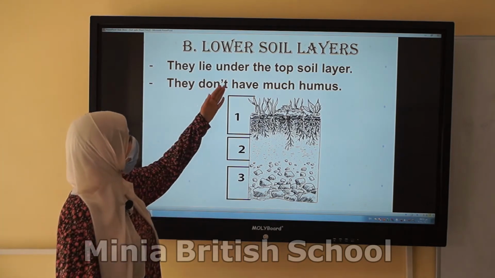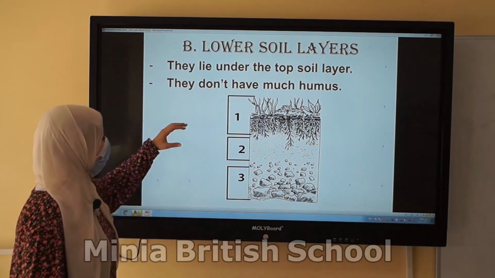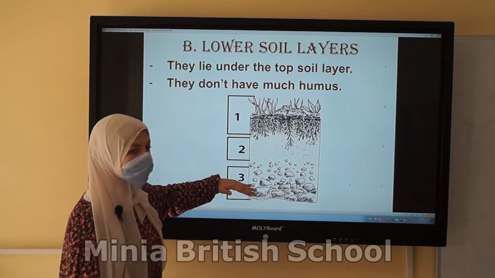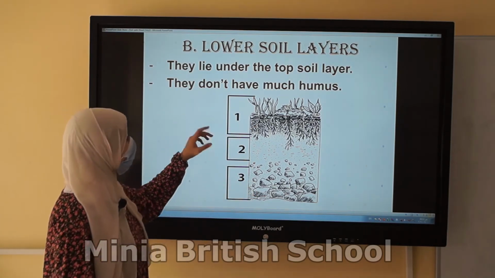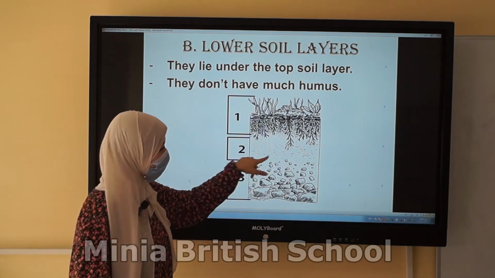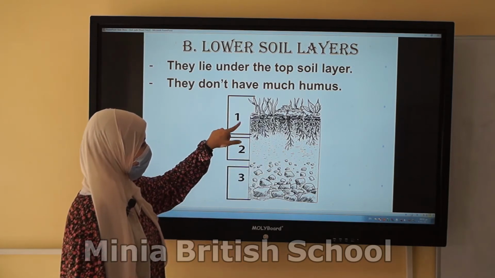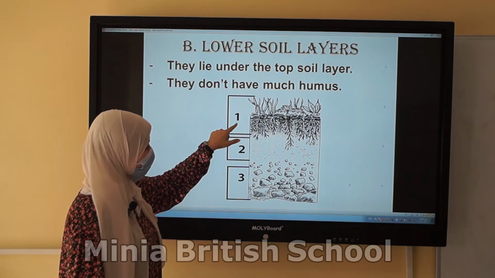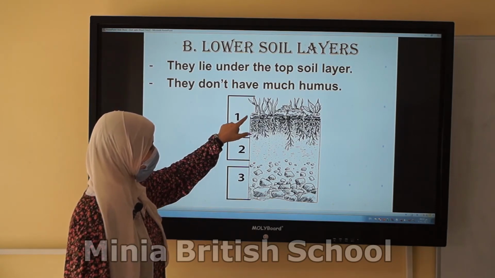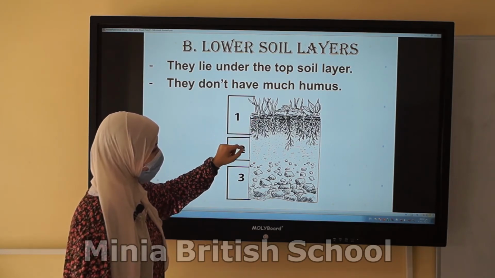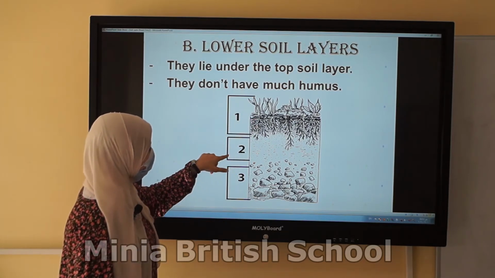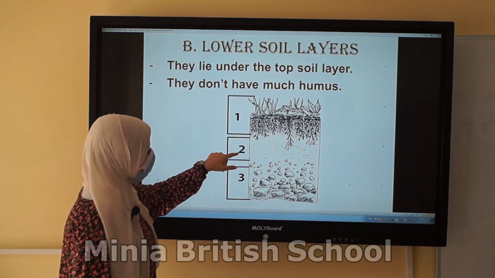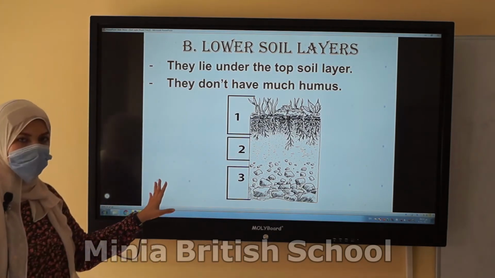The lower soil layers come after the top layer, and they don't have much humus. Okay, so the top soil layer has plant leaves and the roots of plants. Second, it's called the lower soil layers. They don't have much humus.